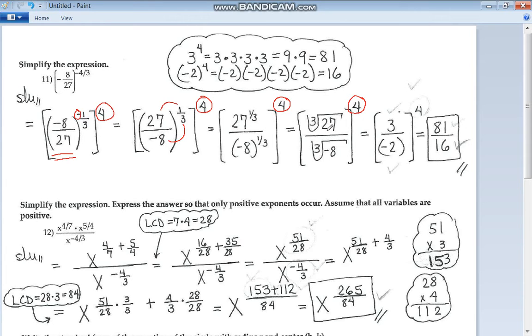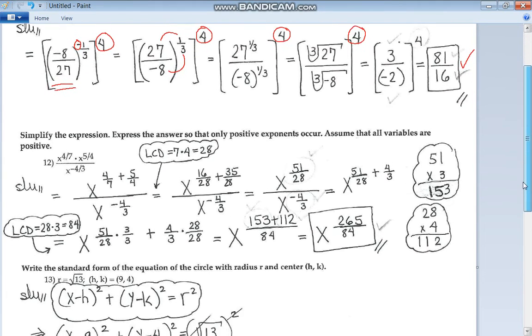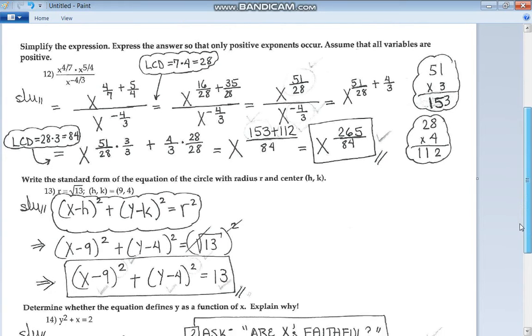Okay, 1/3 power is the same as the cube root on the top and the bottom. Cube root of 27 is 3 because 3 to the 3rd power is 27. Cube root of negative 8 is negative 2 because negative 2 to the 3rd power is negative 8. So we raise the 4th power on the top and bottom. We get our final answer, 81 over 16. That was a cool problem.